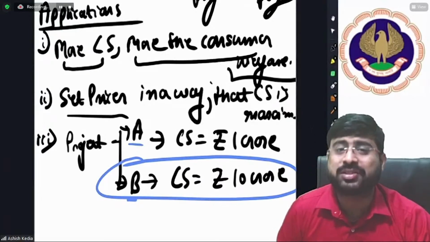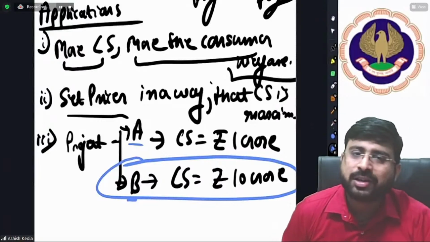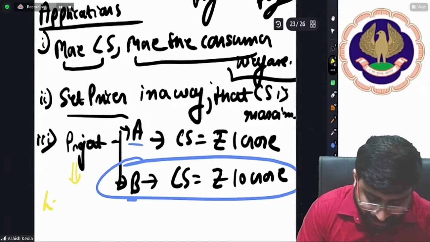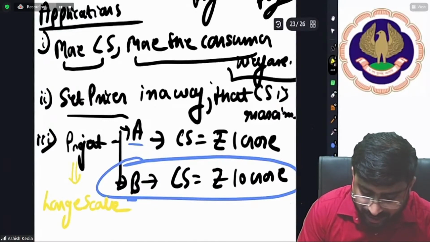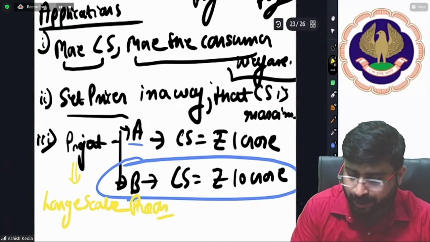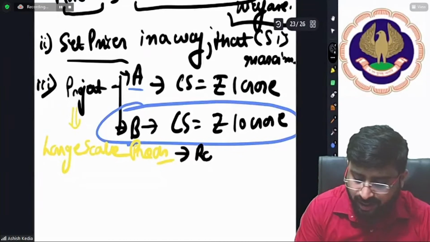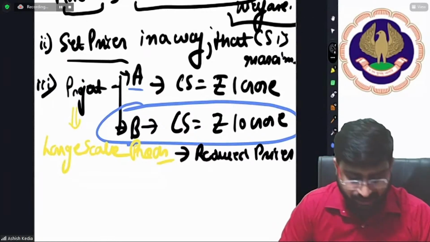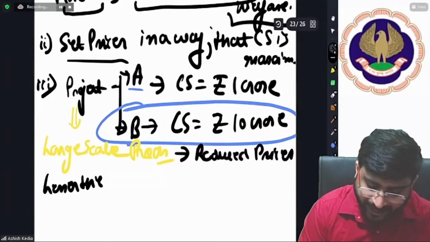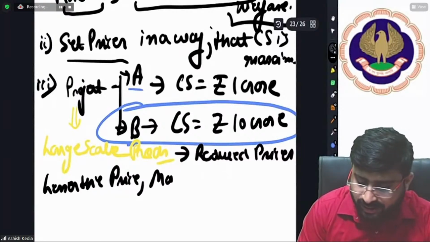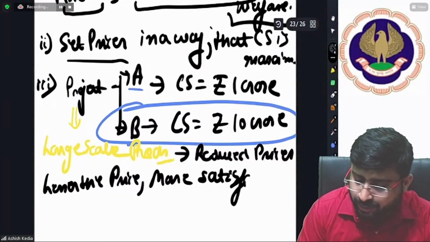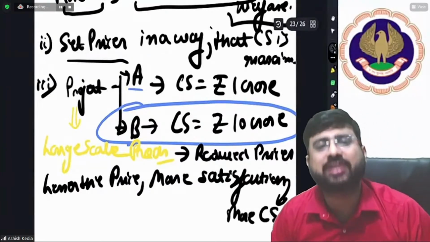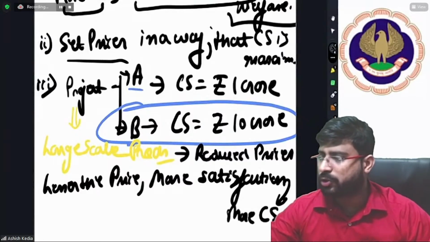So this is the third application. It helps the organization to decide which project to take, which project to give up, and also to decide how much to produce. That is large scale production. Large scale production will result in reduced costs, reduced prices. Lesser the price of a commodity, more the satisfaction derived by the consumer, and therefore more the consumer surplus. CS means consumer surplus.